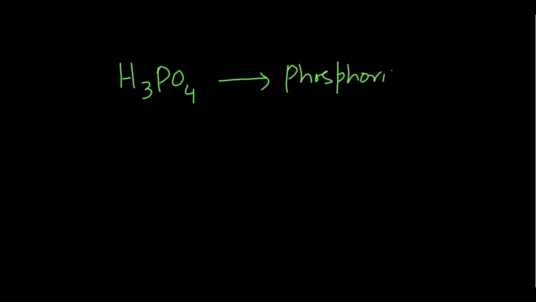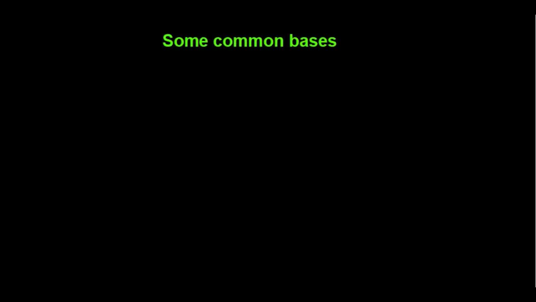We'll write one more example of acid. For example, if we have another important acid, H3PO4. H3PO4 is known as phosphoric acid. Students, I hope these examples of acids are clear to you. Now, students, we will see some of the important examples of bases. Right, students? So, we will write some of the important examples of bases.